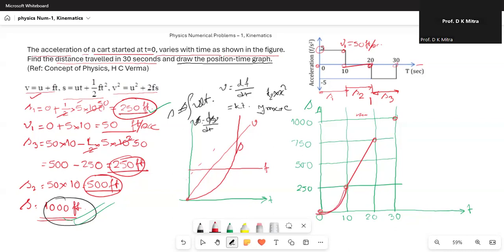Once again, this part of the curve also will be parabolic, but it will look like this. Because here there is a retardation, that means velocity gradually decreases. And you can see that if you differentiate, the slope of this curve gradually decreases. That means here its differentiation value decreases gradually. So this is actually the position time graph, right?